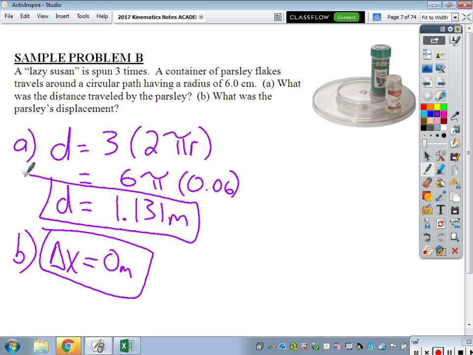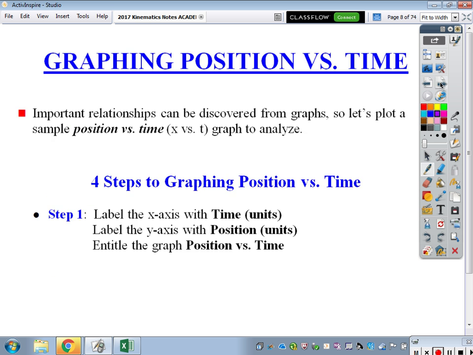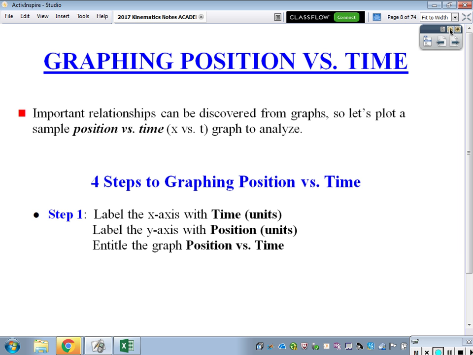Okay, all right. Now we're going to take a little bit of a jump here, but I need you to understand that even though we're going to talk about something that initially seems completely removed from what we were just talking about, it's actually directly related. Switching gears a little bit, we need to talk about position versus time graphs. There's a very specific way in which we're going to make these graphs, and we're going to be able to generate some more data based off of what these graphs have to offer. Important relationships can be discovered from graphs. We're going to plot a sample position versus time graph to analyze stuff.